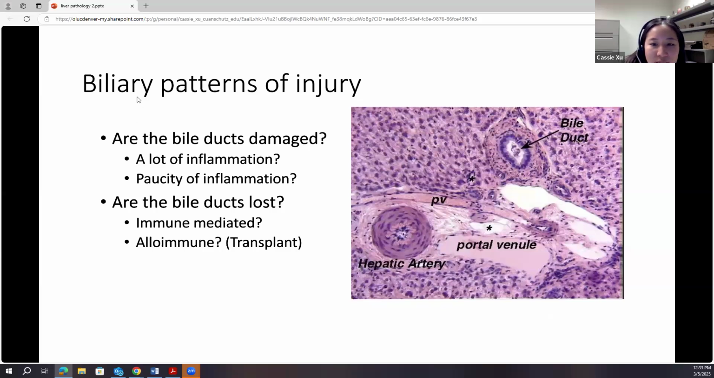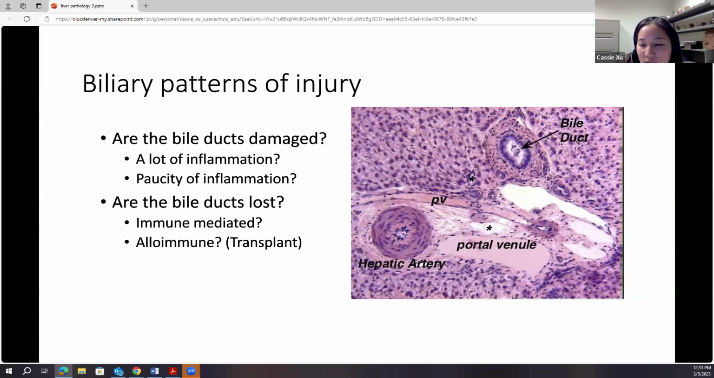Okay, and the next pattern of injury is the biliary patterns of injury. So when we suspect a biliary pattern of injury, there's a few things that we consider. So we look at the bile ducts, we ask ourselves, is there a lot of inflammation in the portal tracts? Is there a lot of inflammation that is affecting the bile ducts? Or is it really pauci-immune? There's really not much inflammation, but the bile ducts look injured.